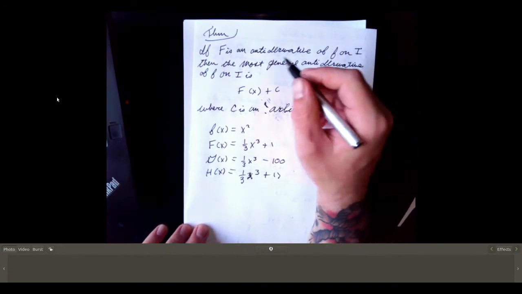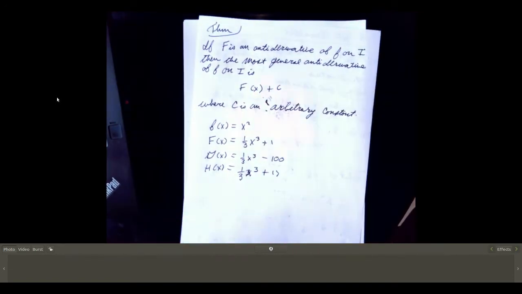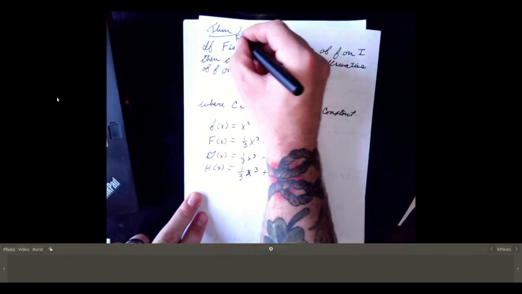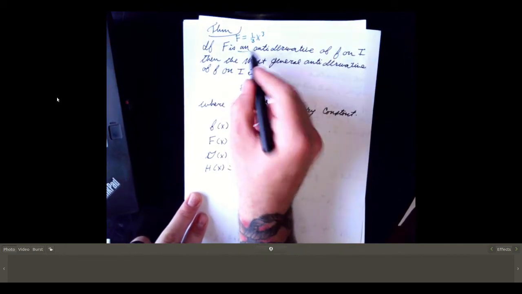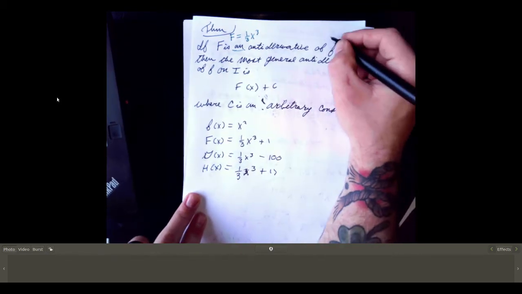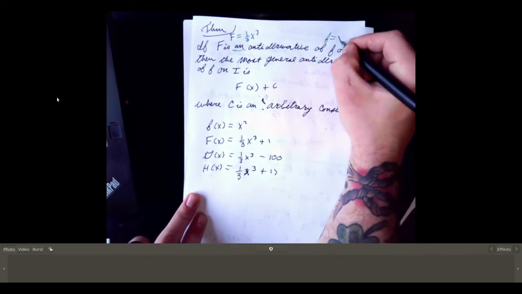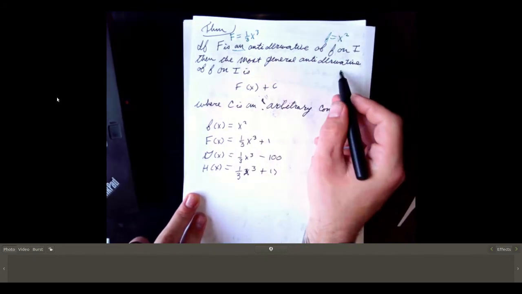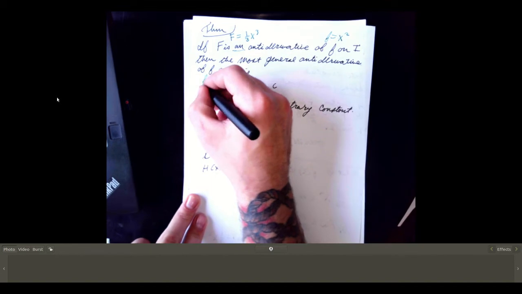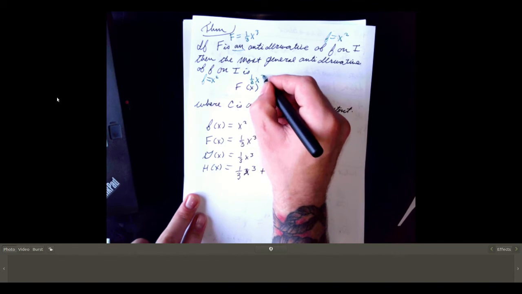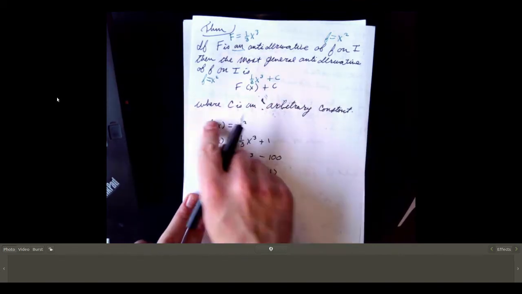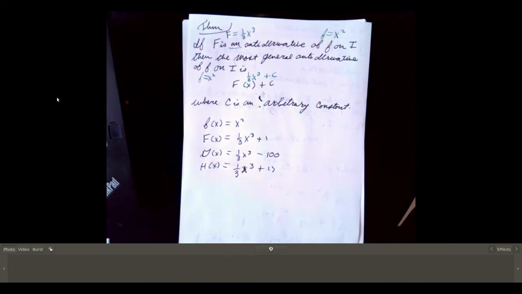So what this theorem is saying is, if capital F is an antiderivative, just any of them, of f of x equals x squared on I, then the most general antiderivative of f of x equals x squared is 1/3 of x cubed plus some constant, where c is an arbitrary constant. So this is our idea. Let's do a couple antiderivatives.